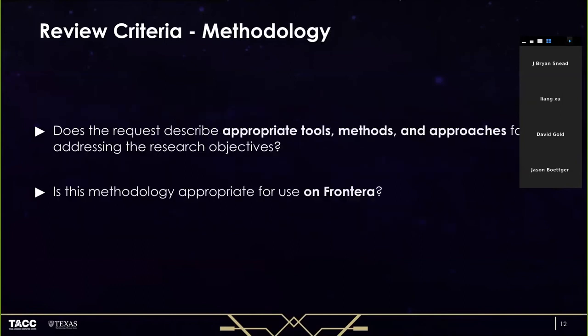Methodology is trying to assess whether the appropriate tools, methods, and approaches are in place. And again, if you can make this easier for the reviewers to determine, then the reviewers are more likely to view that favorably. If they have to figure it out or guess at it, then it's going to make it a little more difficult. So you want to make things as easy as you can for the reviewers, and try to answer these questions clearly and appropriately.